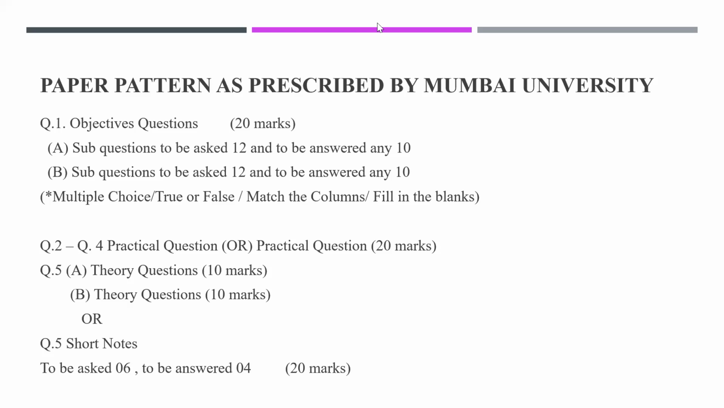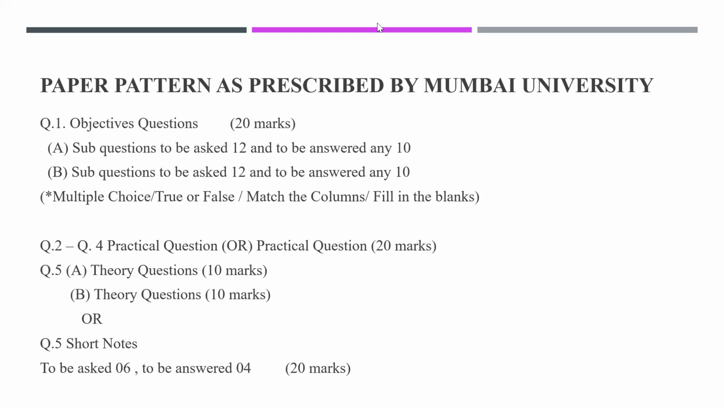Every question will have an internal choice. Either you do question number 2 or question number 2, question number 3 or question number 3, question number 4 or question number 4. Then you have question number 5, wherein theory questions will be asked. Question number 5A-B, that is theory questions, long answers of 10 marks each can be asked from any of the 4 chapters. So theory questions can come from any of the 4 chapters.